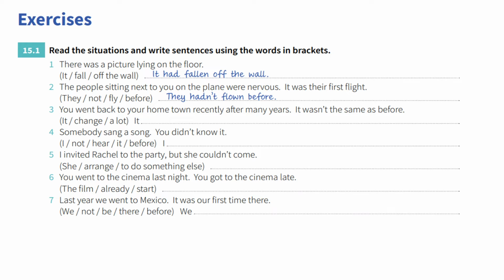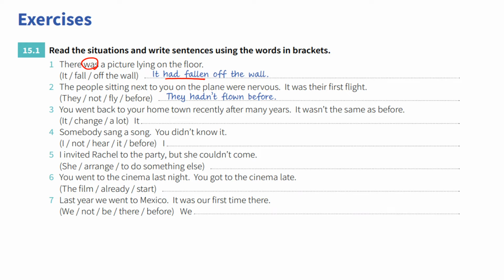Now let us do the exercises. Read the situations and write sentences using the words in brackets. There was a picture lying on the floor. Why? It had fallen off the wall.